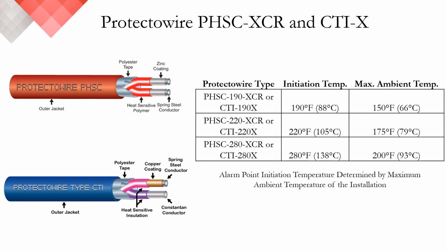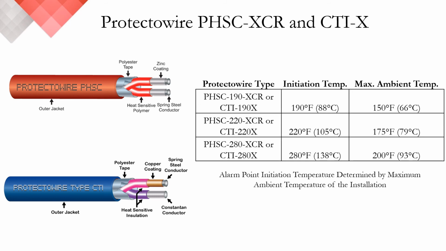Now, these alarm point temperatures also have a recommended max ambient temperature, meaning that we would like the detector not to be exposed to the maximum ambient temperature for long periods of time. The 190 degree at 88 C has a max ambient of 150 degrees F, that's 66 C. The 220 degree has a max ambient of 175 degrees F, that's 79 degrees C. And the 280 F at 138 C has a max ambient of 200 degrees F at 93 C.